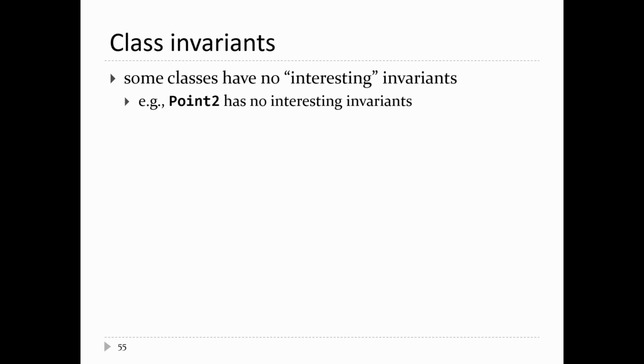Many classes have no interesting invariants. Not every class has an invariant. For example, Point2 is just a point. It's got an x and a y coordinate, and there's nothing special about them. The value of x and y can be any legal double value. So that's not considered to be an interesting invariant. The fact that the coordinates are of type double is not considered to be an invariant, or at least most people would not consider it to be an invariant.